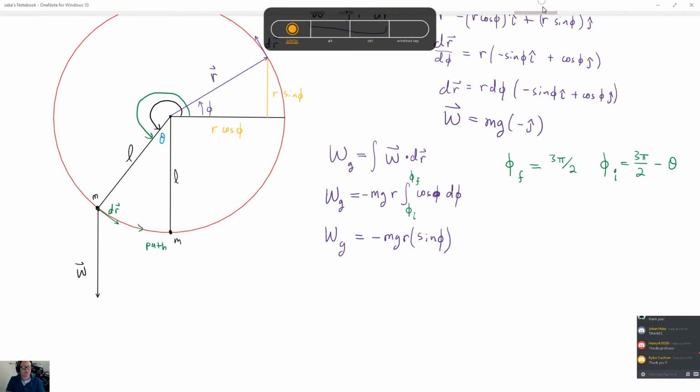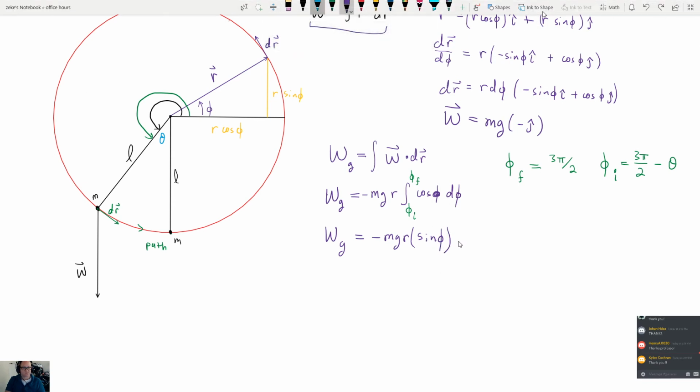I think we got ink to shape going on. Turn that off. Sine phi, we're going from phi initial, which is 3 pi over 2 minus theta, up to the final, which is going to be 3 pi over 2. So now we have an increasing angle. This is good. This is smaller than this one. And so this should be equal to negative mgr multiplied by the sine of 3 pi over 2 minus the sine of 3 pi over 2 minus theta.